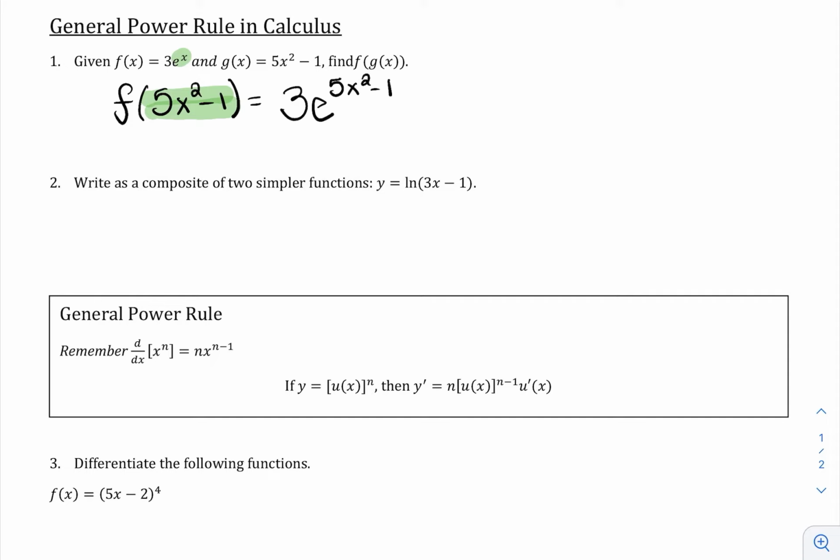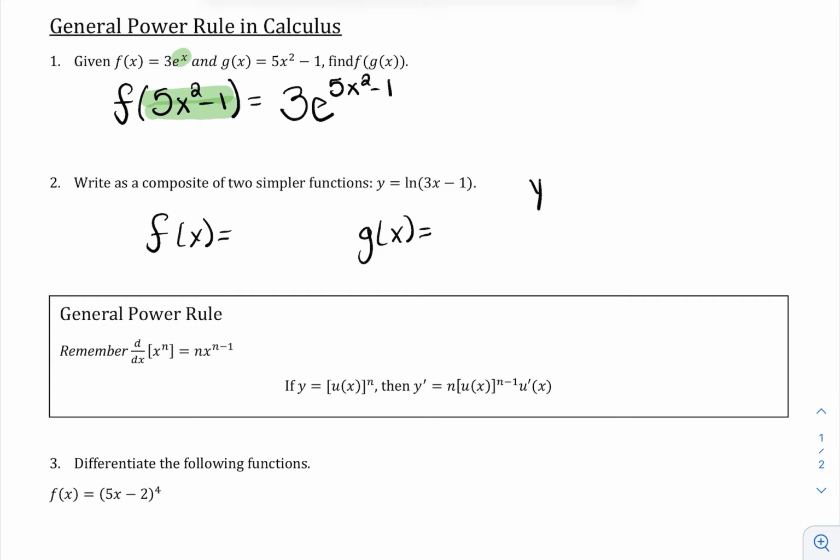Now we can also do it backwards. We can do what is called decompose a function. And actually in calculus, this is the way that you use it. You decompose functions. So if we're given y is equal to the ln of 3x minus 1, we want to know what is the inside function and what is the outside function. So what is f of x and what is g of x?